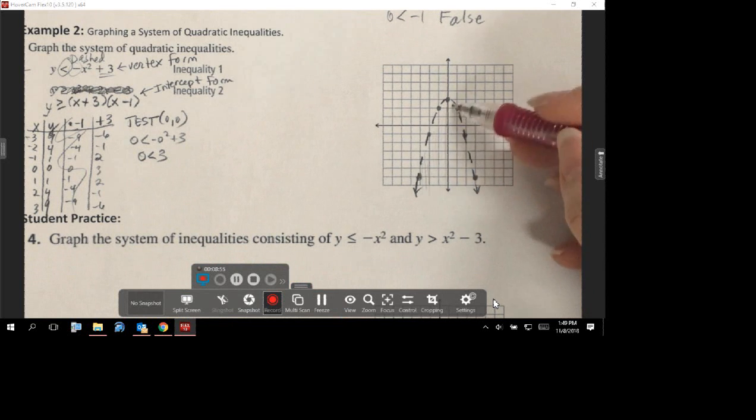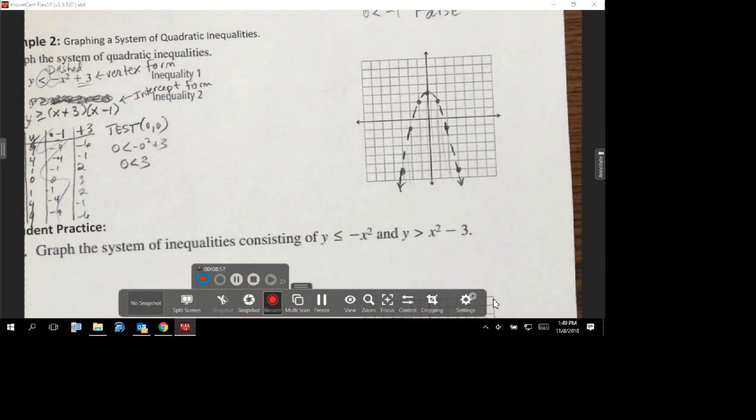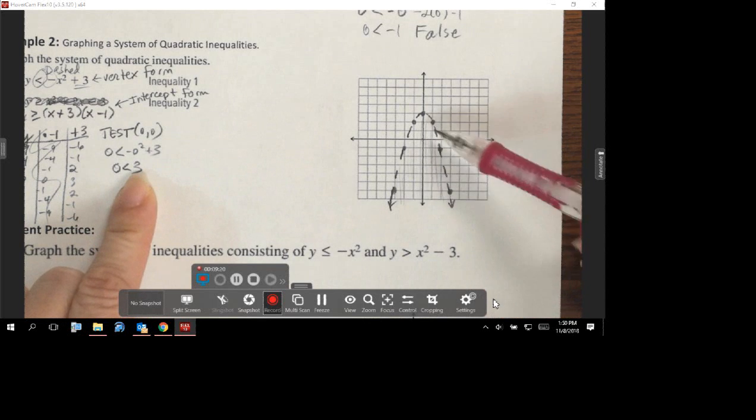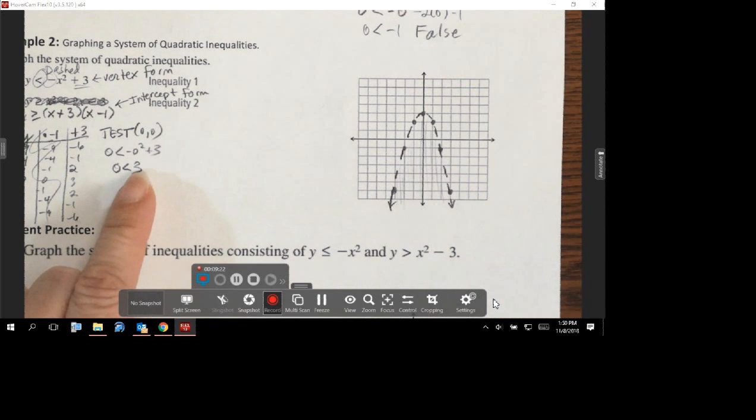By the way, can you tell how light I just graphed? See how light that is? I just did it really, really light because that is not the final answer. I got 0, 0, and it worked. So 0, 0 has to be shaded. It's either inside of the parabola or it's outside the parabola.